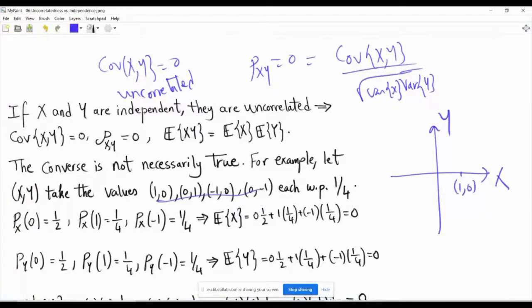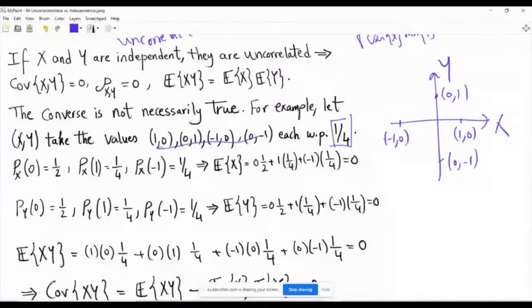So this is the point (1, 0), this is the point (0, 1), this is the point (-1, 0), and this is the point (0, -1). So x comma y is basically one of four ordered pairs in the two-dimensional plane, and (x, y) can take any one of those four values with equal probability. So the probability of each one is 1/4.